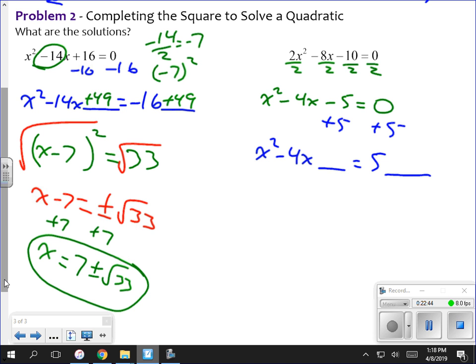Now I need to fill in that blank. This is the completing the square part. So I take half of this. I take negative 4 divided by 2 to get negative 2. Do I add negative 2 to both sides? No, I square it to get 4. So I add 4 and I add 4. Okay?